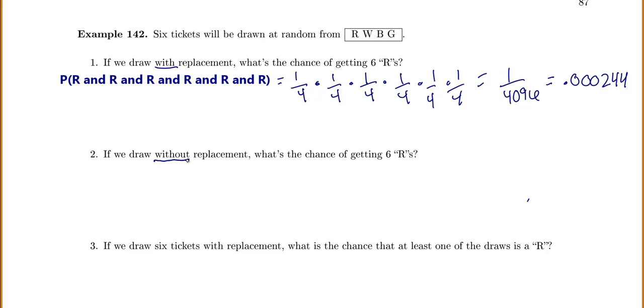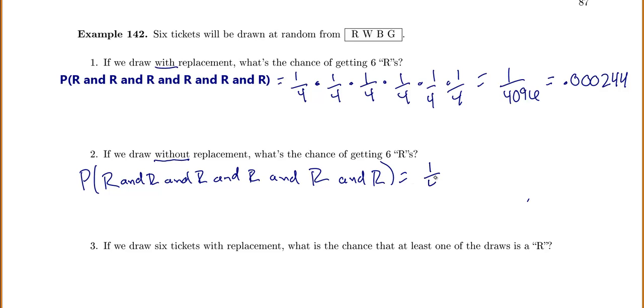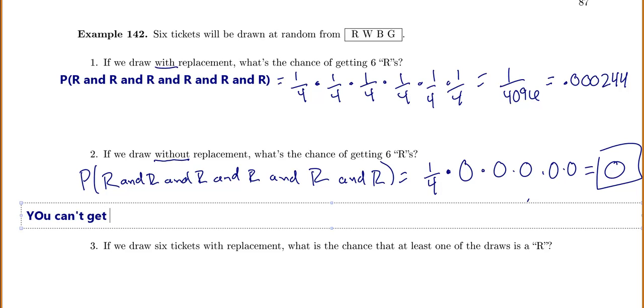Now number 2, if we draw without replacement, what is the chance of getting 6 R's? So the probability of getting R and R and R and R and R and R. I reach in, the probability of my first R is 1/4. Okay, now I don't put it back, and I reach in and I want to get another R. But there are no more R's. So that probability is 0. And technically the next one will be 0, and the next, and the next, and the next. So we get 0. The reason why is because you can't get more than 1 R because there is only 1 R. So this would be impossible. So the probability of any impossible thing is always 0.